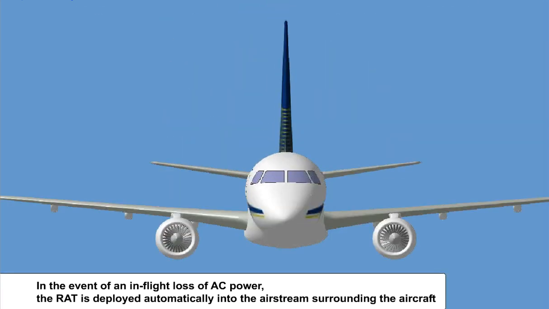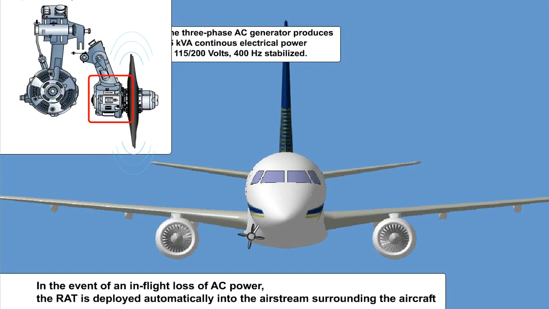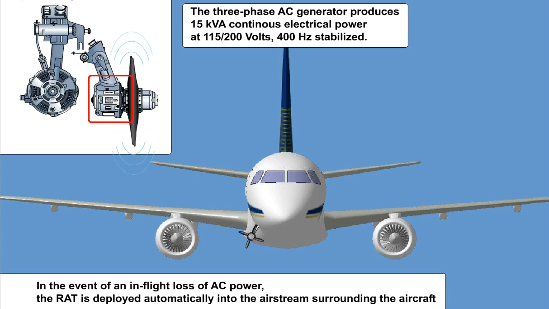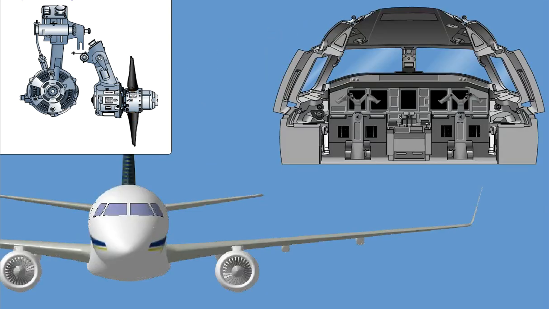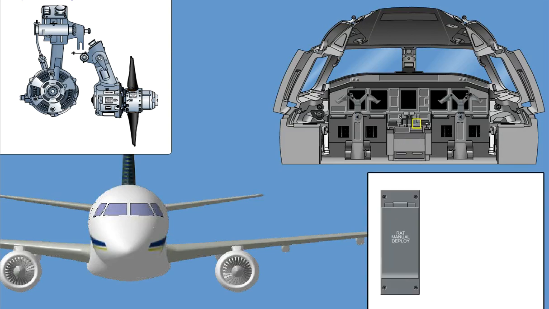In the event of an in-flight loss of AC power, the ram air turbine is deployed automatically into the airstream surrounding the aircraft. The kinetic energy of airflow across the turbine is converted into mechanical power to drive the AC generator. The three-phase AC generator produces 15 kilovolt amp continuous electrical power at 115 to 200 volts, 400 Hz stabilized. 400 Hz stabilization is accomplished by the automatic mechanically regulated variable pitch angle of the turbine blades. The ram air turbine can also be deployed manually by a flight crew member using a deployment lever located in the console between the flight crew seats.